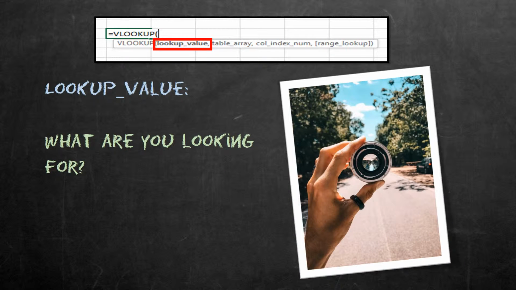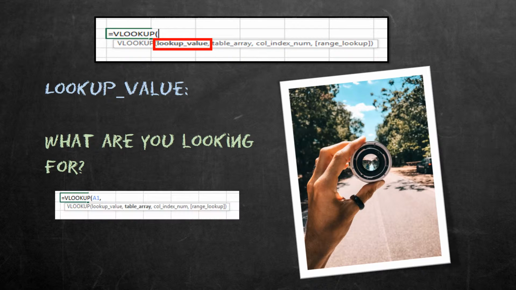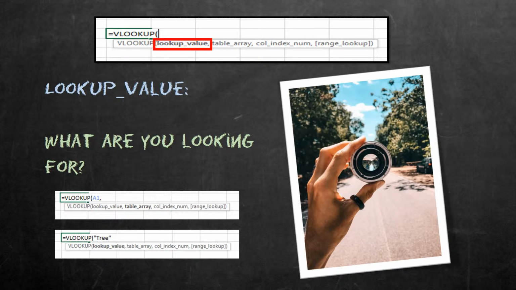The first parameter in the VLOOKUP formula is the lookup value. This is really asking you, what are you looking for? You can either use a cell reference or type in text in double quotations, and this will search for whatever item you put in there.